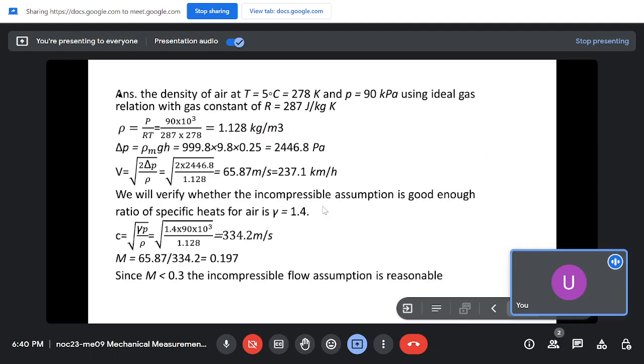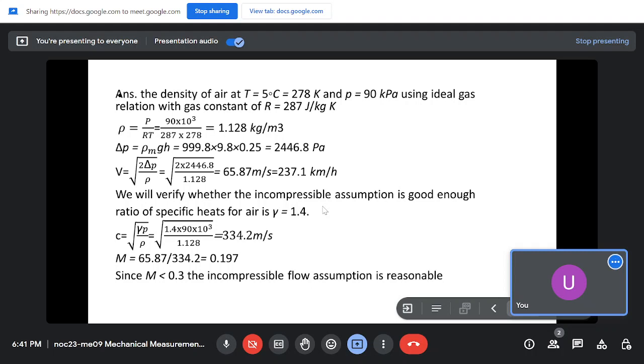So in this case, we know the air temperature is 5 degrees Celsius, which is 278 Kelvin, and pressure is 90 kilopascal. Using the ideal gas relation, with the gas constant for air as 287, we can find the density. Because PV equals nRT or mRT, and converting R from the universal gas constant to the R of the fluid using the molecular weights, you get P equals rho RT.